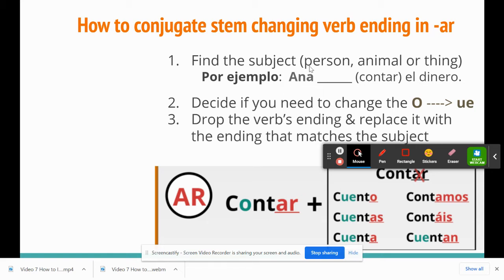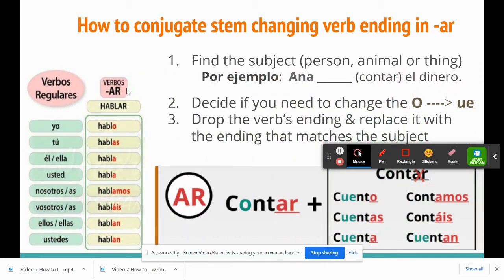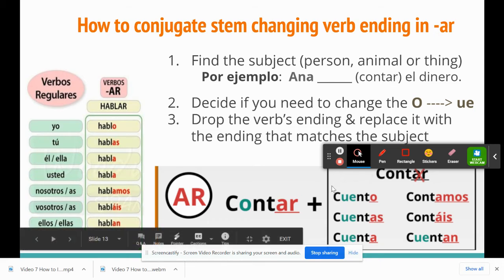So let's take a look at this example. Okay, so the subject here will be Ana. Now, Ana is the same as ella. So, let's take a look at the ending. The ending is AR. Okay, so the ending for ella is A. So we know that this AR is going to change to an A. Now, let's take a look at this other chart for contar. Now we need to decide if this O needs to change to UE.